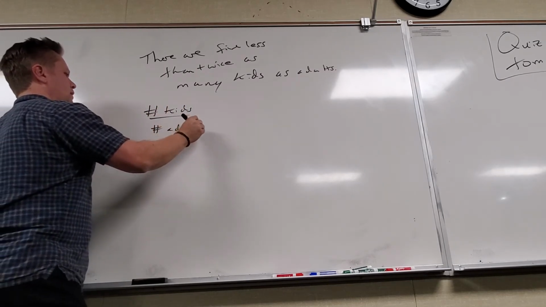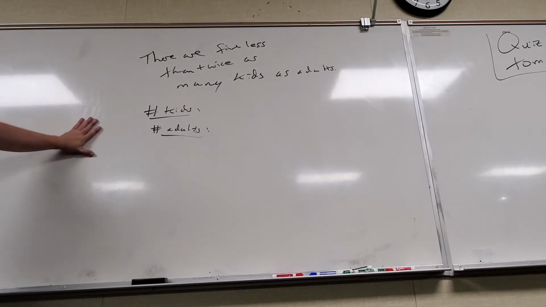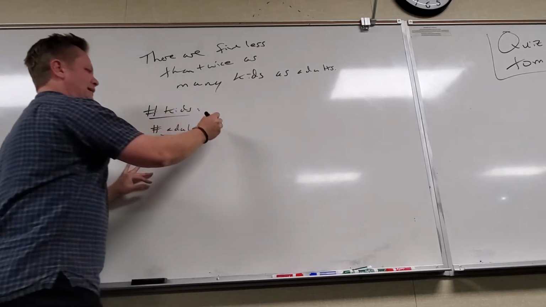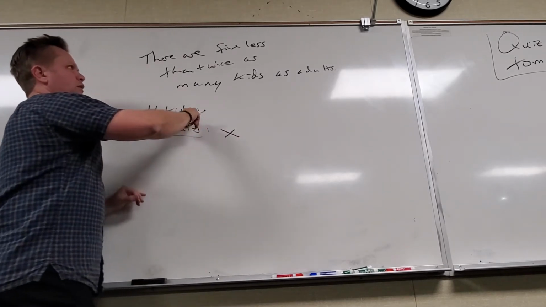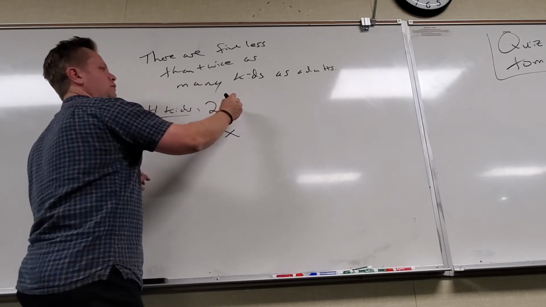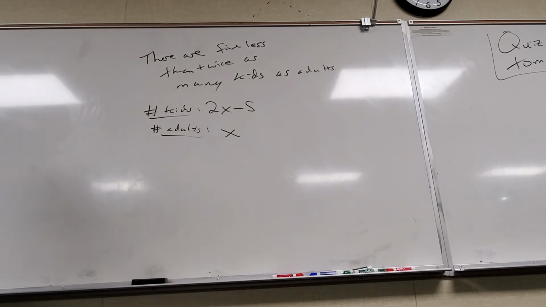What's going to be just X? Adults. Yeah, why? 5 less than twice as many, careful, 5 less than twice as many kids as adults. Yeah, so if there's X adults, there's 5 less than twice as many kids. So you're going to call the adults X. What's the kids going to be? 2x minus 5. Okay, good, I like it. Do you see how I haven't said anything about what these two do yet?